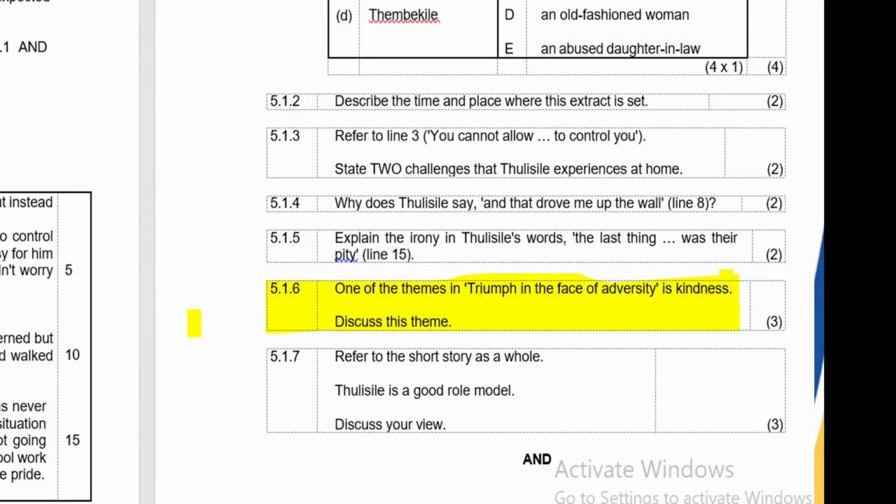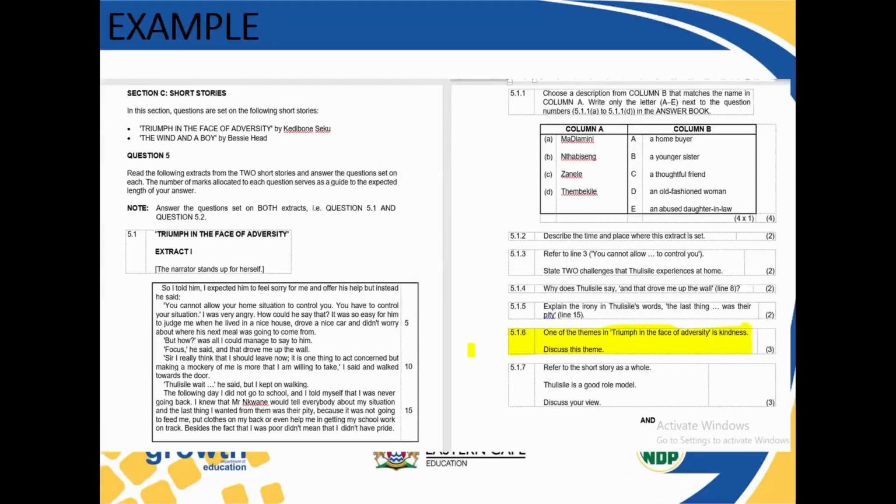Here we are looking at the short story, Triumph in the Face of Adversity. Here you are given an extract, and then there is your theme question. 5.16, one of the themes in Triumph in the Face of Adversity is kindness. Discuss this theme. Now, we know that there are so many themes. There's the main theme and the sub-themes. And now, in this question, you are asked to discuss the theme of kindness.